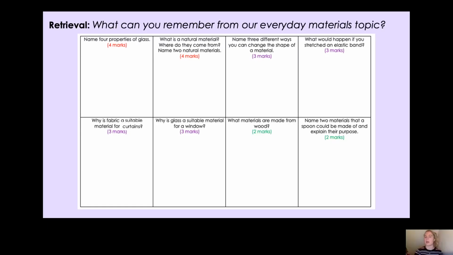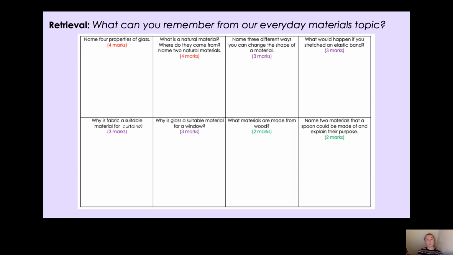Now there are 8 questions, and you've probably noticed that there are 3 different types of questions. There are 4-mark questions, 3-mark questions, and 2-mark questions. I wonder why that is. Well, the 4-mark questions are things that we learned right at the start of our topic, so in weeks 1 and 2 of last half term. So those will be much harder to remember because we learned about them further back. So that's why they're worth 4 marks.